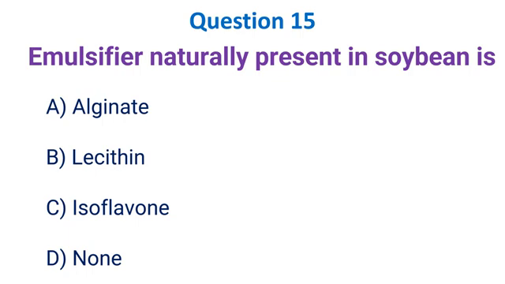Question number 15. Emulsifier which is naturally present in soybean is, options are option A, alginate, option B, lecithin, option C, isoflavone, option D, none. And here the correct option is option B, lecithin. Now lecithin is a natural emulsifier which is found in foods like egg yolks and soybeans.